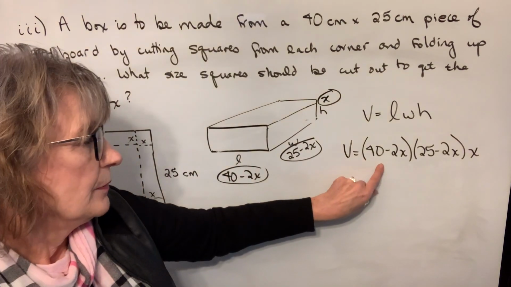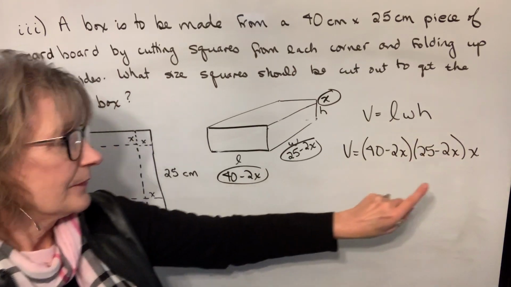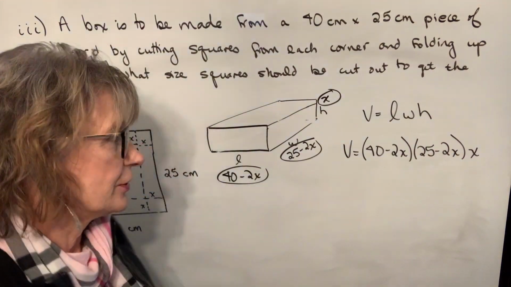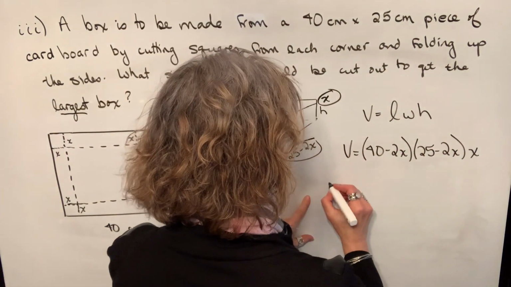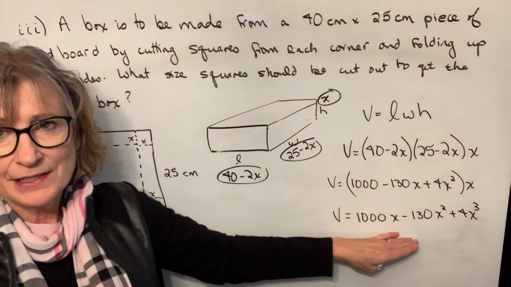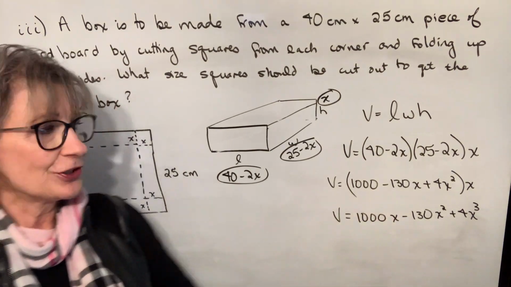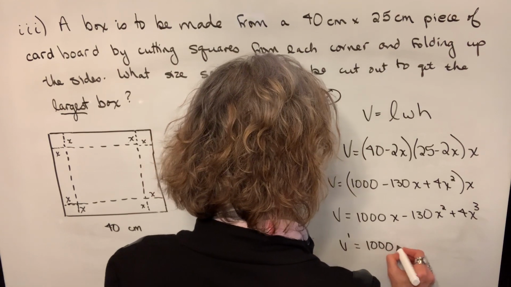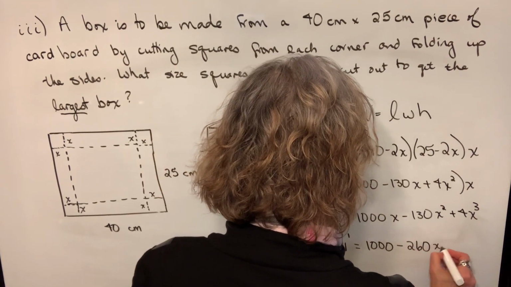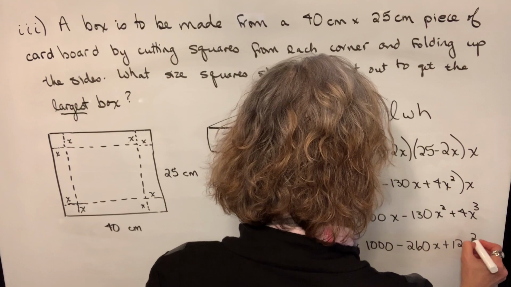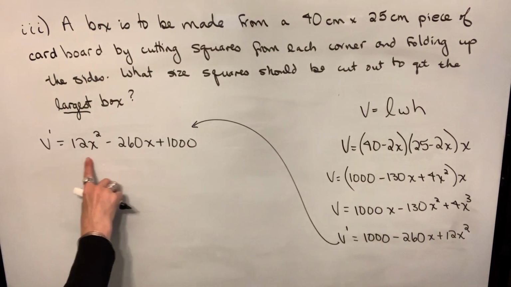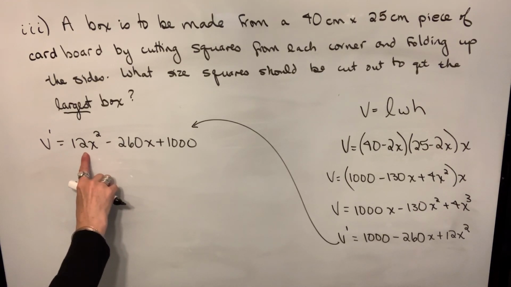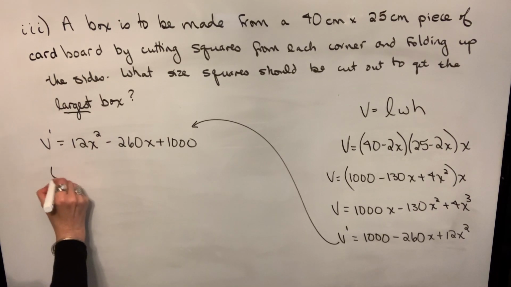Now we have volume as a function of just x. I'm going to multiply all this out because I don't want to use my product rule to differentiate. So I'm just going to expand this polynomial. This is the function that I need to maximize. This is the function I differentiate. I'm just going to rewrite the derivative and change the order so that I've got my x squared term first. Now I'm going to set this equal to 0.